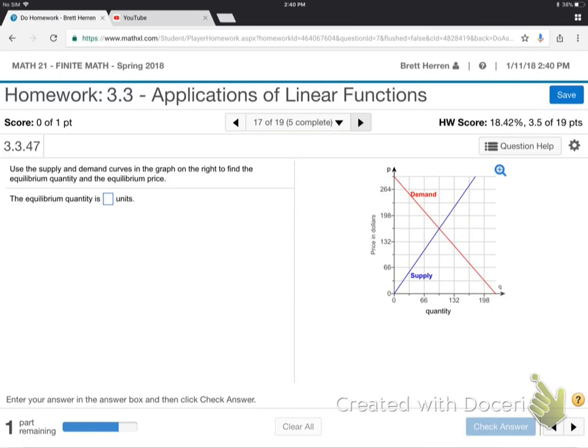Okay, so, yeah, supply and demand, where they equal out is called equilibrium point.